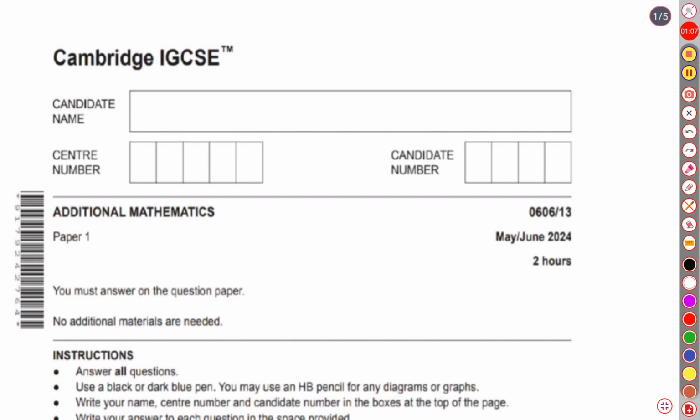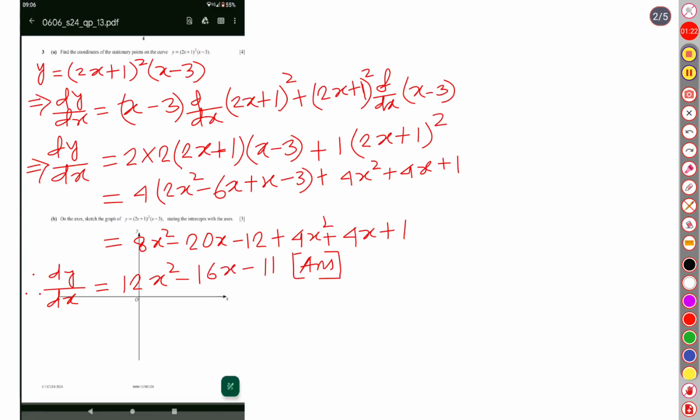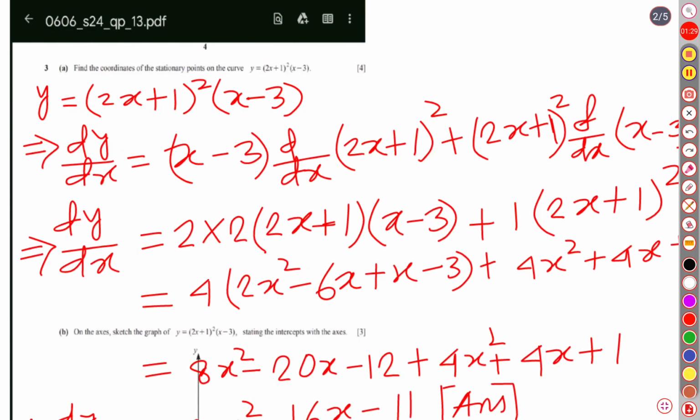Today's first question belongs to paper 0606/13, session May/June 2024. The first question we have chosen from this paper is question number 3A. Let me show you the question, zooming it out. The question is: find the coordinates of the stationary points on the curve y equals (2x + 1) whole square into (x minus 3).